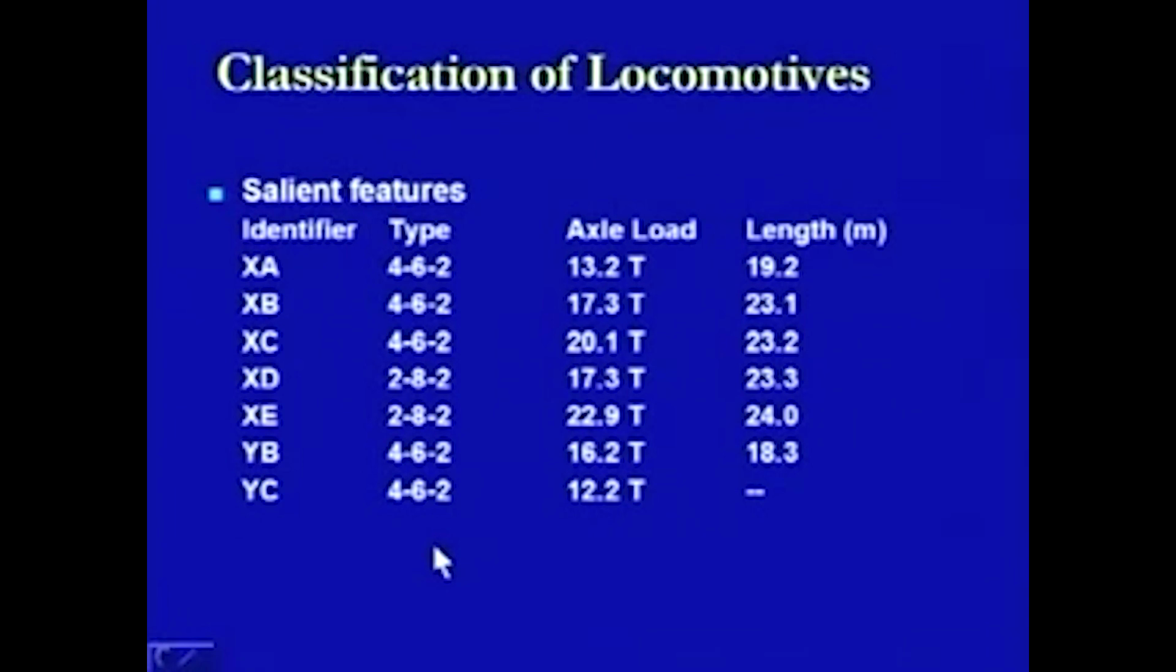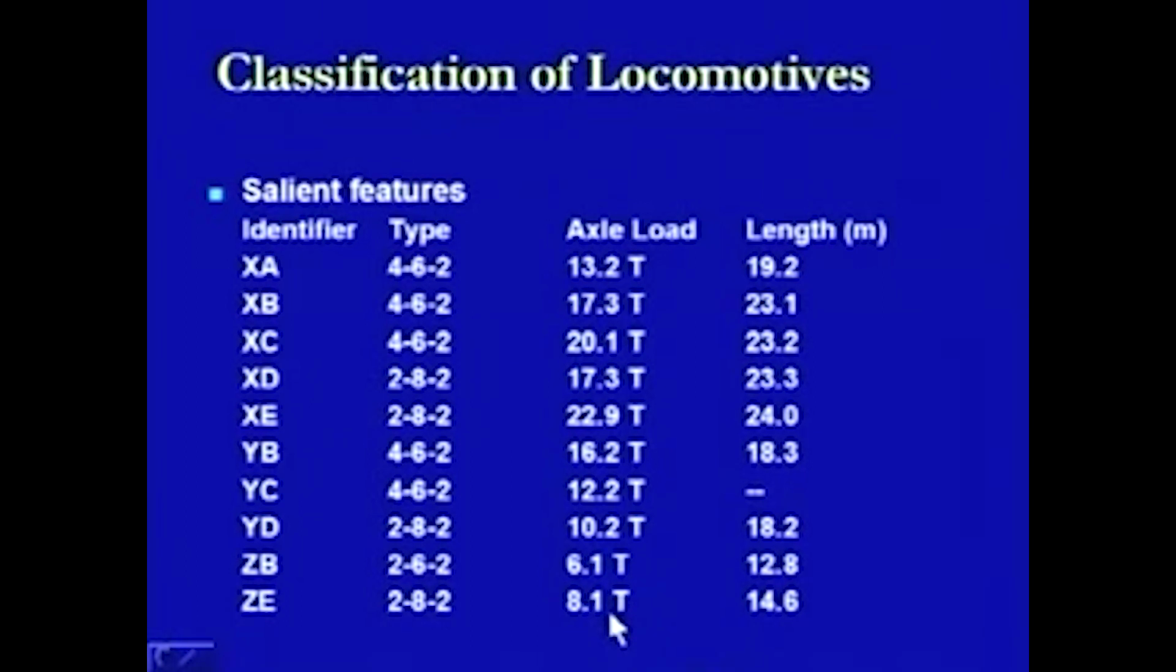Similarly is the case for YC, where 462 is still being used with a lower value of axle load, or YD, where a further lower value of the axle load is being used. Z pertains to the narrow gauge condition, where we found that the vehicle is reducing further and the length of the vehicle is now around 12.8 meters, where the axle loads are much lower, somewhere around 6.1 tons. This is 8.1 tons in the case of the ZE condition, where the heavy loading is there.